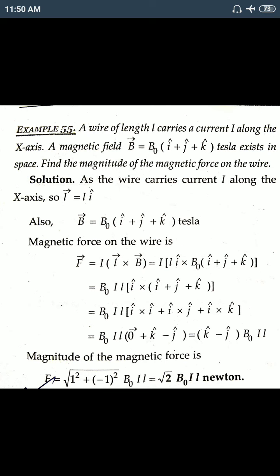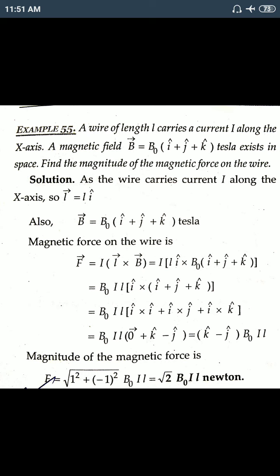I hope everybody remembers the formula for the cross product of the orthogonal unit vectors, or base vectors: i cross i is 0, j cross j is 0, k cross k is 0, and i cross j, the cross product of two different vectors, gives us the third unit vector.